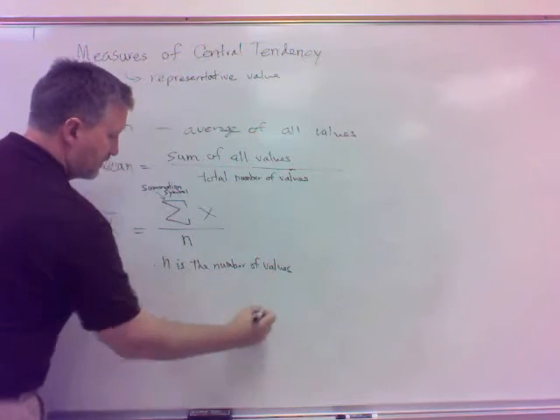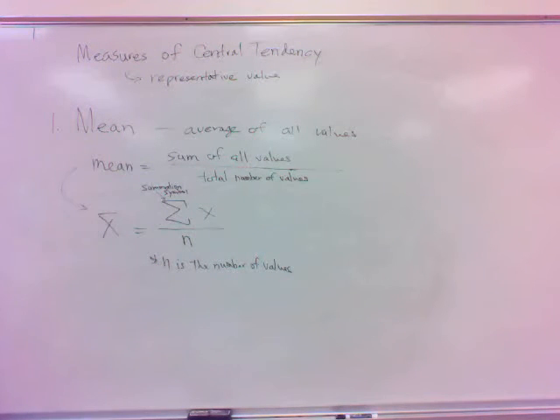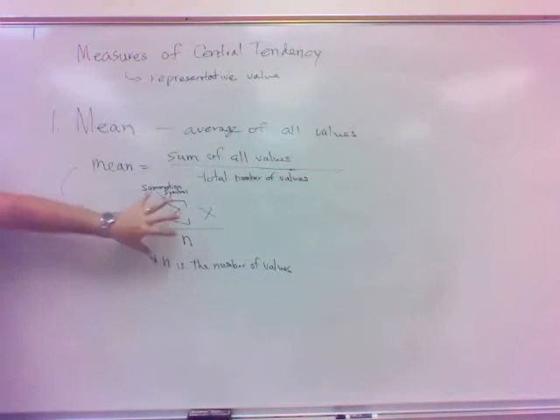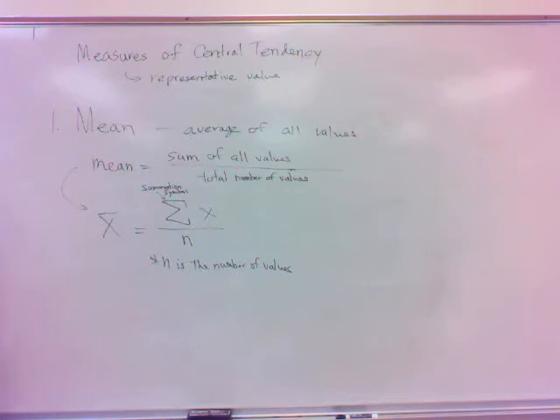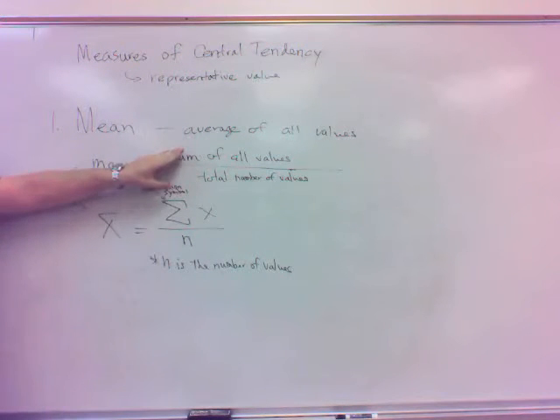So we'll see that a couple of times throughout here. N, you see n in statistics, that typically means the number of values there are. Okay? Now, you may not have to write that notation again, but I just wanted to show you a couple of things there. There's your mean formula, but don't let that confuse you at all. It's the sum of the values divided by the total number of values there are.